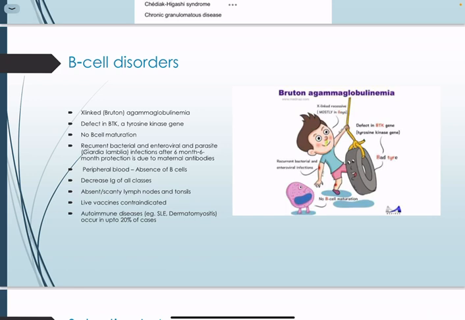If you look at this graph, you can see a boy with a bad tire. Just remember, because it's X-linked, a boy; bad tire, B and T, the gene is the BTK gene, the tyrosine kinase gene. Again, they're susceptible to recurrent bacterial and enteroviral infections, and they have no B cell maturation.